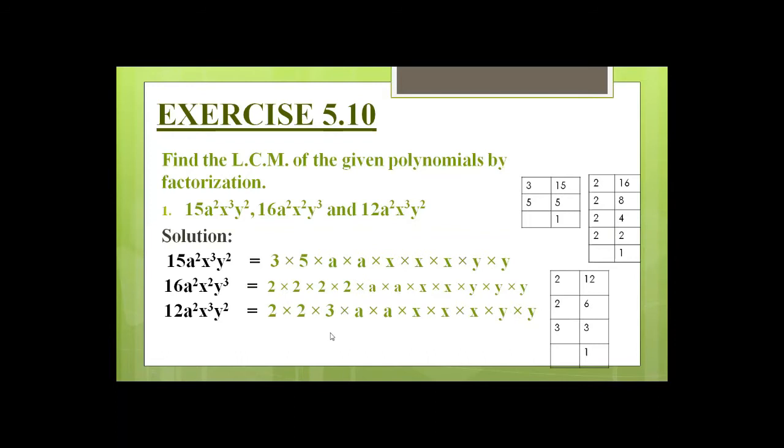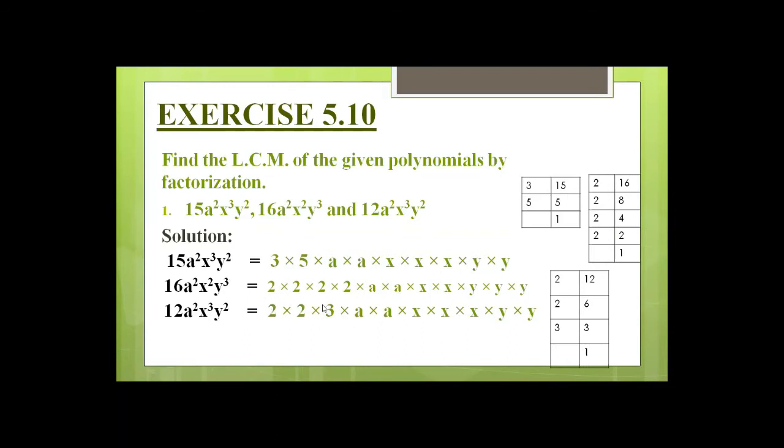Now the last polynomial, that is 12a square x cube y square. So when you factorize 12, this is the way you'll factorize 12. 2 6s are 12, 2 3s are 6, and 3 1s are 3. When you factorize 12, you will get 2 2 3. 2 2s are 4, 4 3s are 12. So instead of 12, you will write the factors of 12, that is 2 2 3. Then a square, so you will write a 2 times. Then x cube, you will write x 3 times. And then y square.